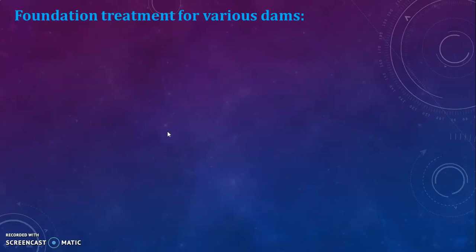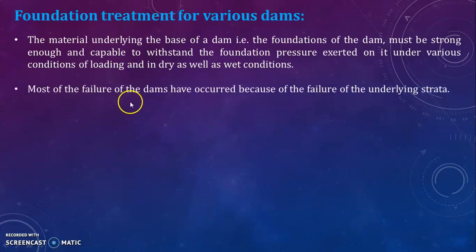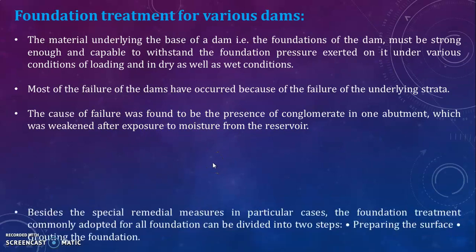Next, let us discuss foundation treatment for various dams. The material underlying the base of a dam, that is, the foundation of the dam, must be strong enough and capable to withstand the foundation pressure exerted on it under various conditions of loading and in dry as well as wet conditions. Most of the failures of dams have occurred because of the failure of the underlying strata. The cause of failure was found to be the presence of conglomerate in one abutment, which was weakened after exposure to moisture from the reservoir.